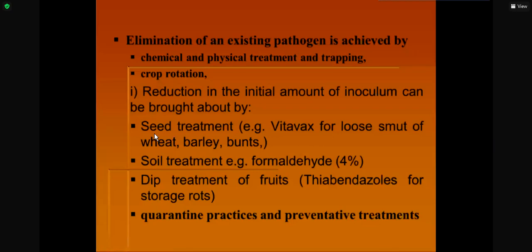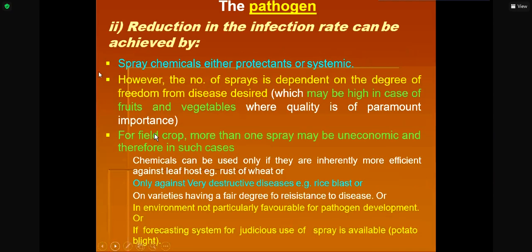Okay, and of course, quarantine practice and preventive treatments will help us to control the pathogen, to eradicate the pathogen, and to reduce the number of inoculum in the infected plant or in the infected areas. Okay, I have already discussed, we have to spray the chemical, either protective or systemic chemicals, to kill the pathogen.